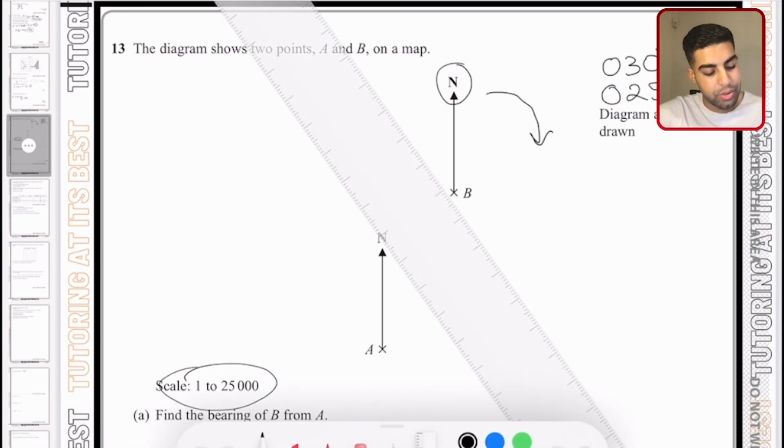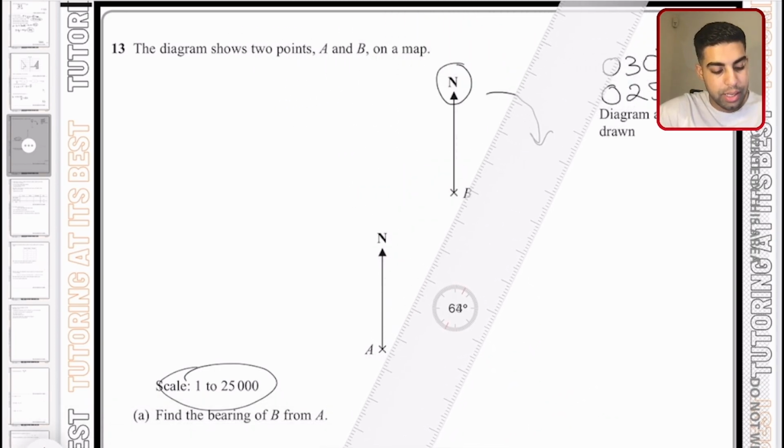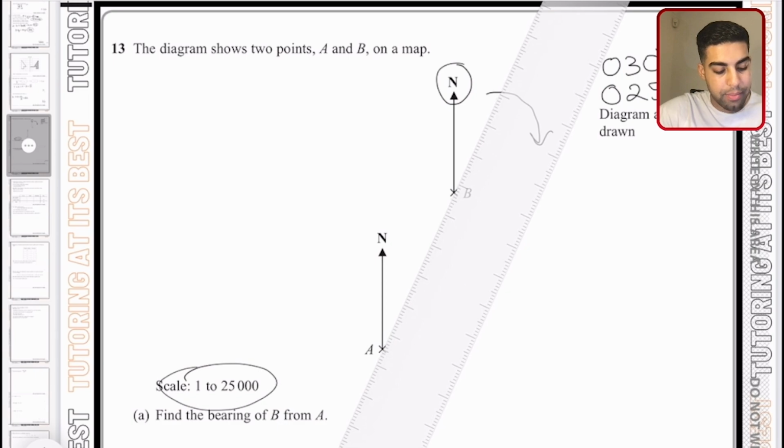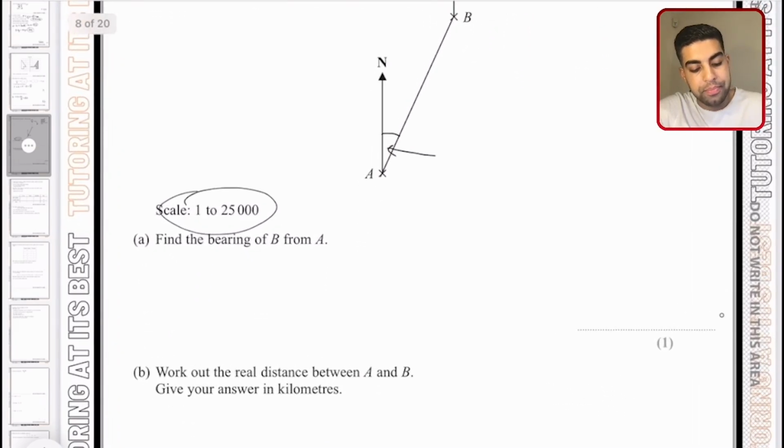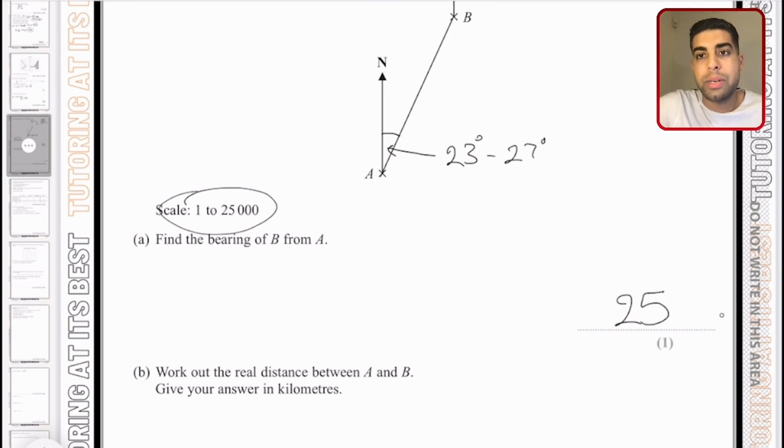So the first thing I'm going to do is get my ruler, and I'm going to join points A and B together. Now I've gone ahead and done that, I'm going to go ahead and measure the angle from A to B. And again, as we need to use the rule of going clockwise by measuring this angle, this would then give us our bearing, which in this case would actually be anything between 23 to 27 degrees. We're going to go for 25, and that's how we would answer this particular question.